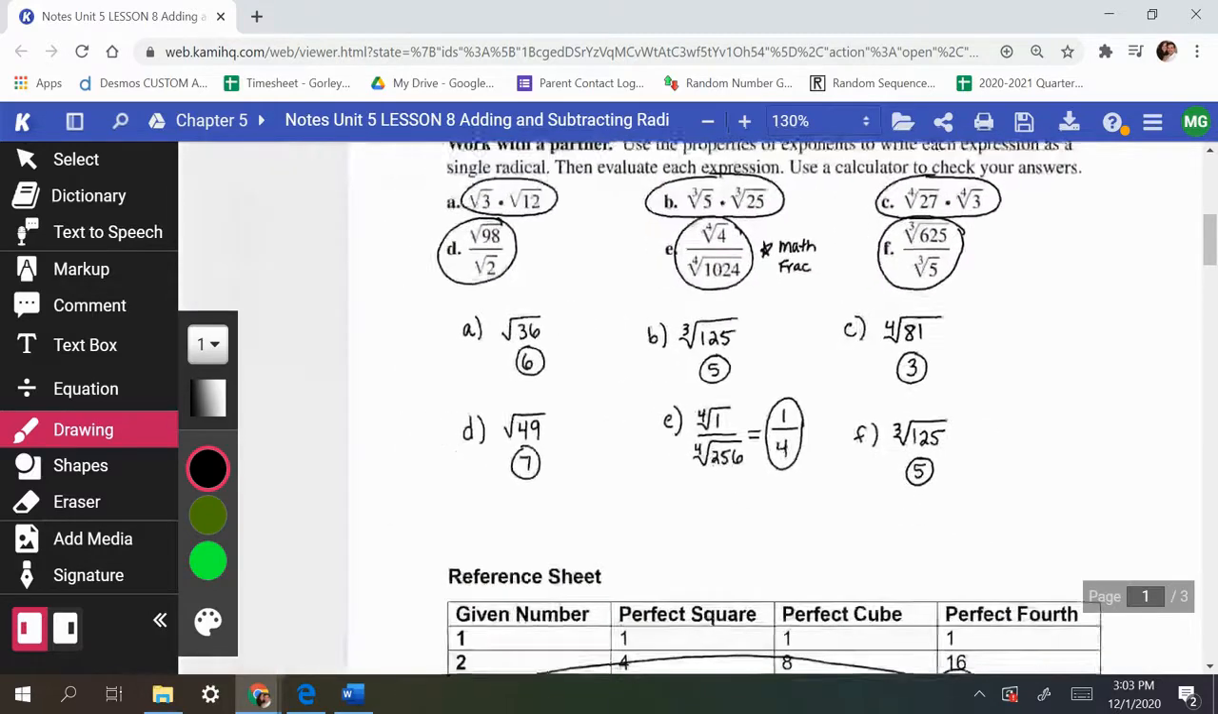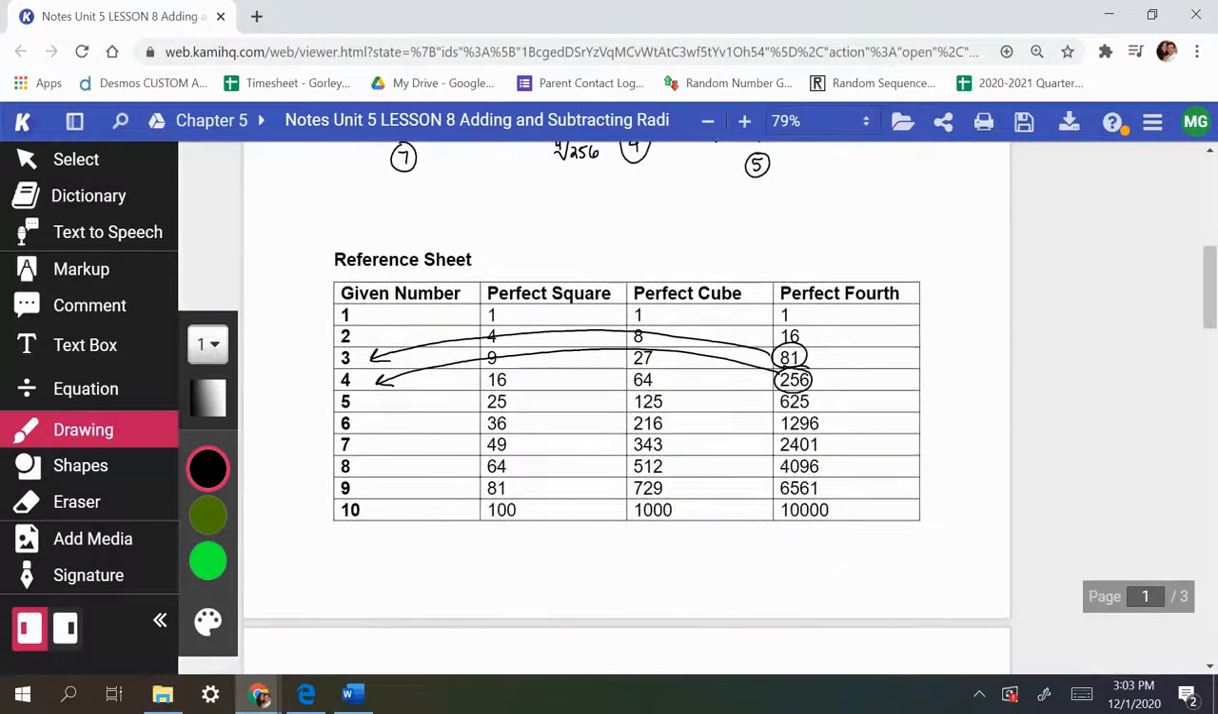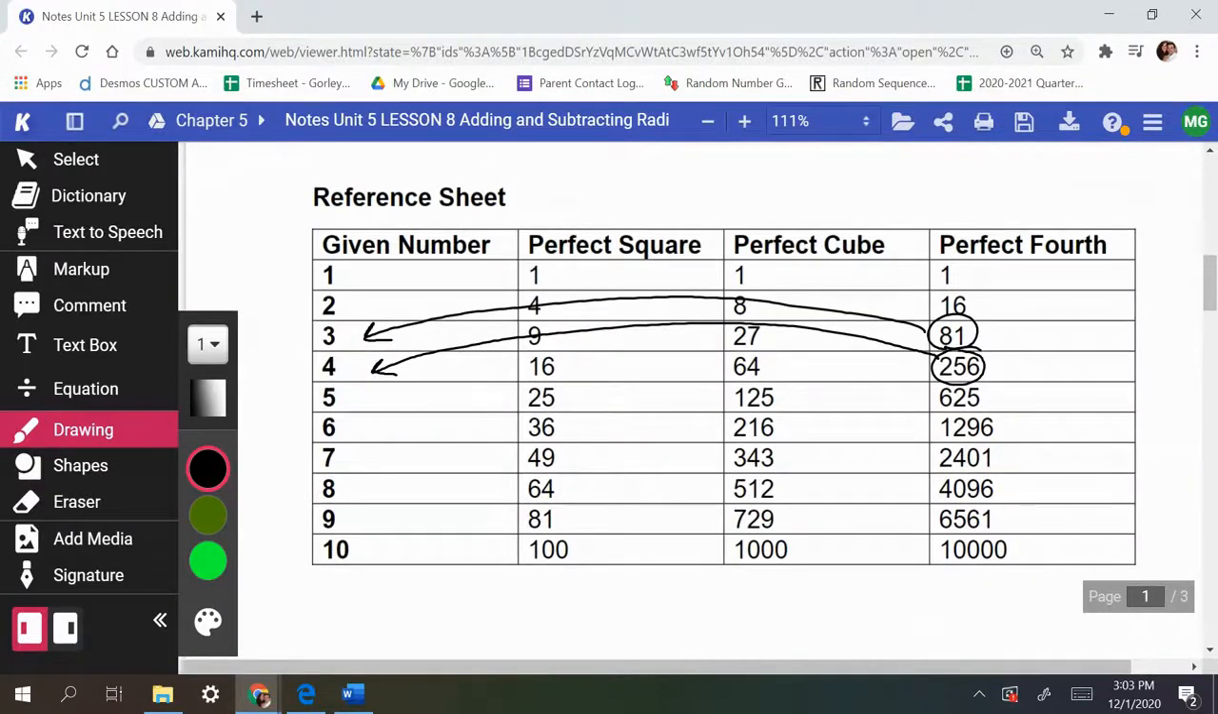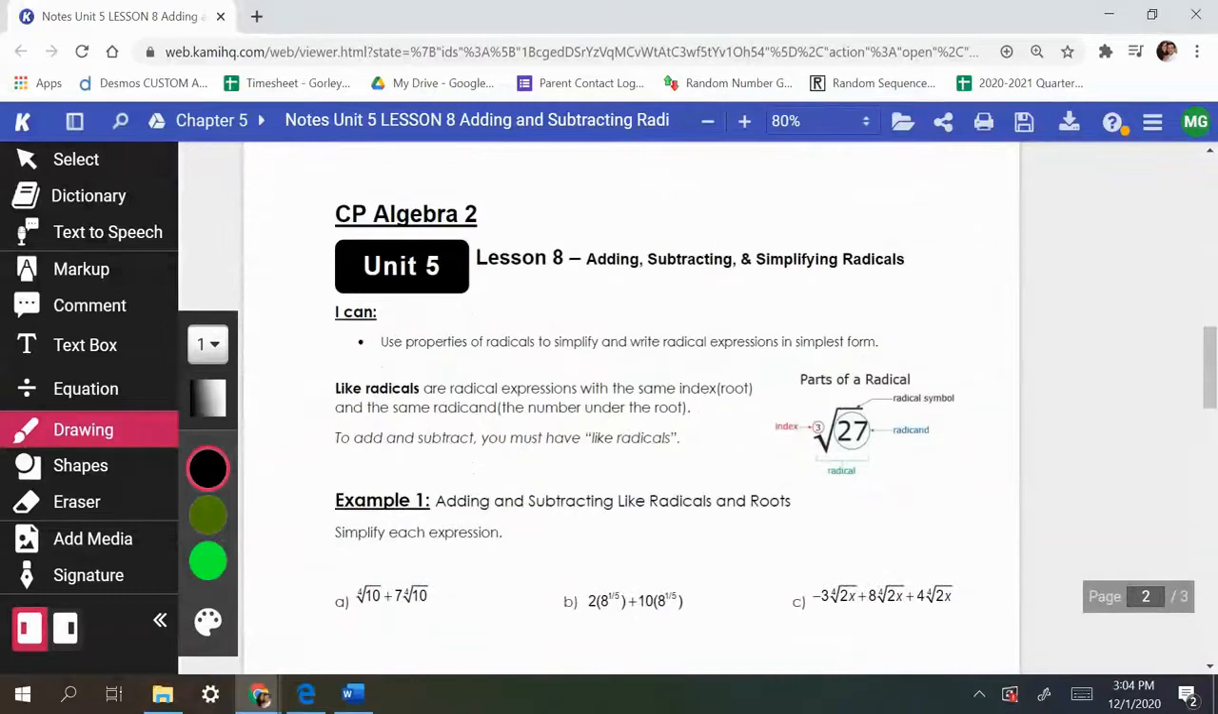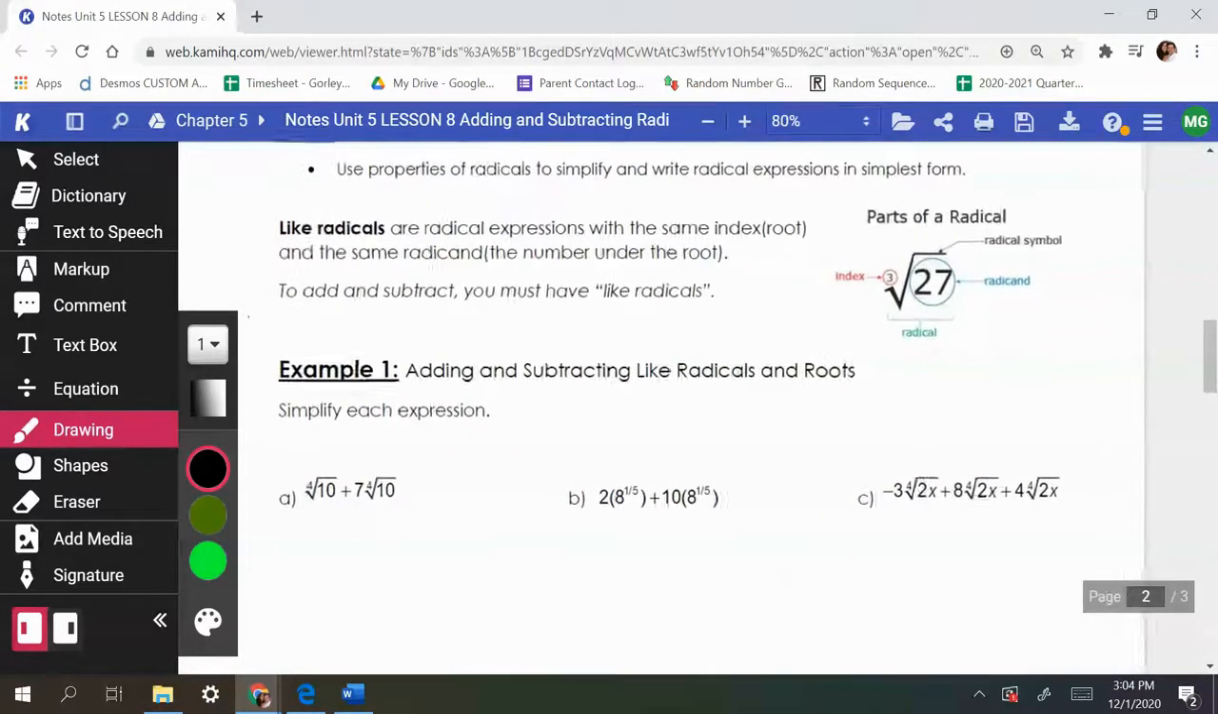All right. So now that we've gotten our brains warmed up, just keep in mind you can use this reference sheet here to help you identify quickly those perfect squares, cubes, fourths. If you want to create your own sheet and not use this one, that's fine as well. But let's go ahead and move on to adding, subtracting, and simplifying radicals.